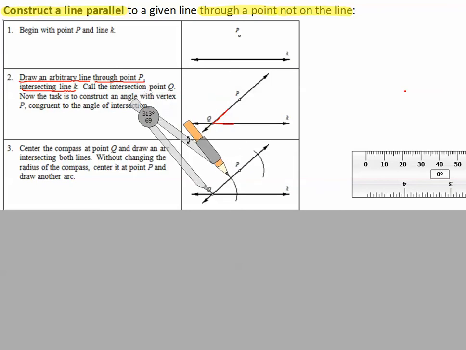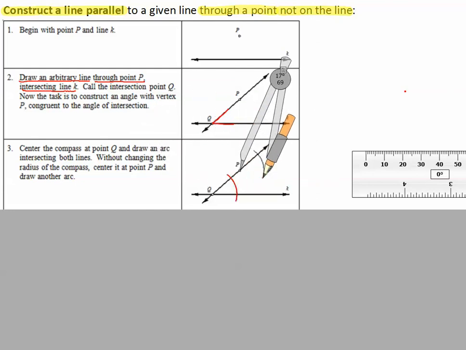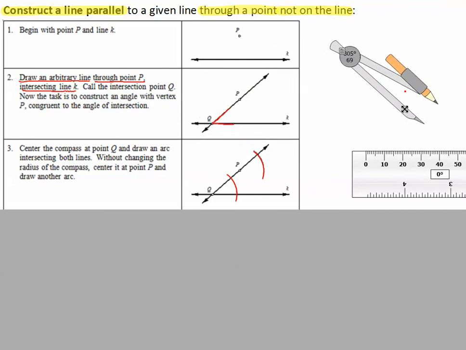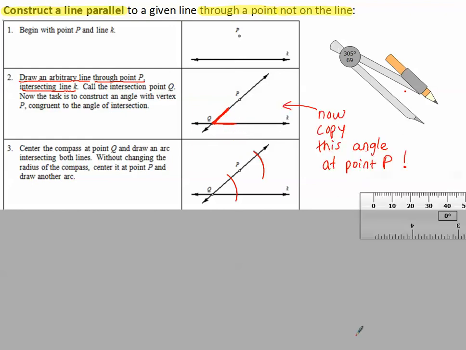So after I have an angle, I'm copying an angle. I draw this arc, I move up to the other point, and I draw an arc that is approximately the same size, if not identical. So the point here is we've created an angle, now copy the angle. Now copy this angle at point P. So we're copying this angle.